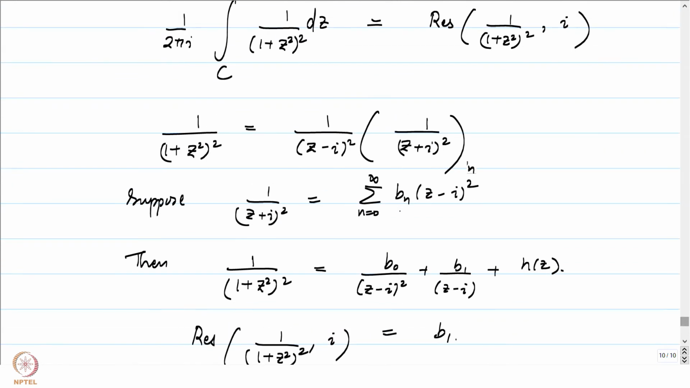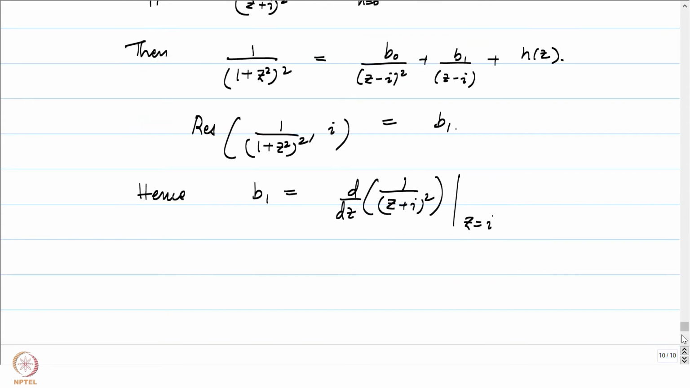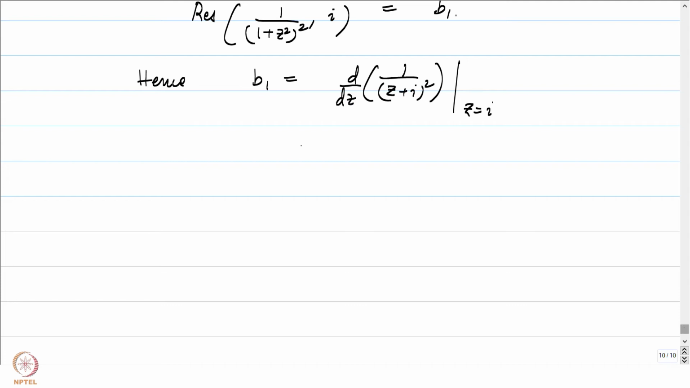b1 is the coefficient appearing in the power series expansion of f around I, right? And therefore, power series expansion of what? Of this particular function. And hence, b1 is just going to be equal to d by dz of 1 by (z plus I) the whole square evaluated at z is equal to I. The power series expansion is around I after all. If you sit down and do the computations, this is going to be equal to 1 by 4I.